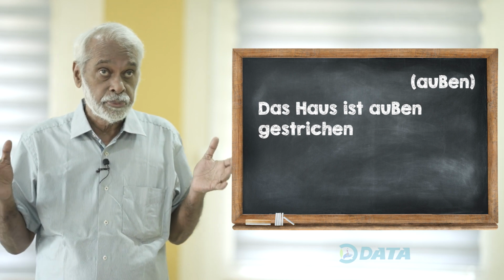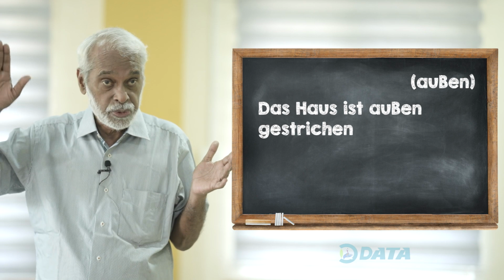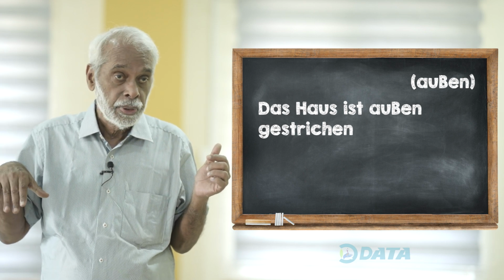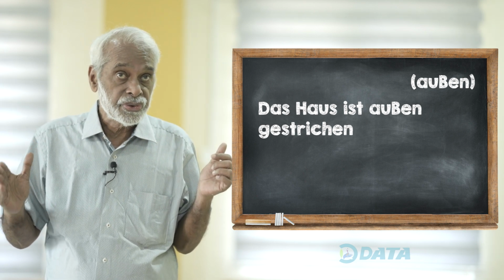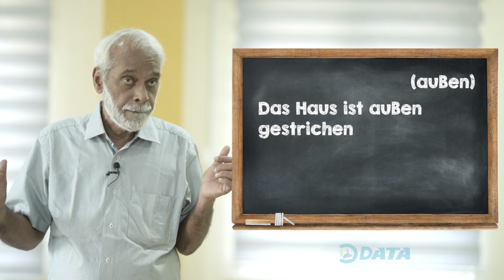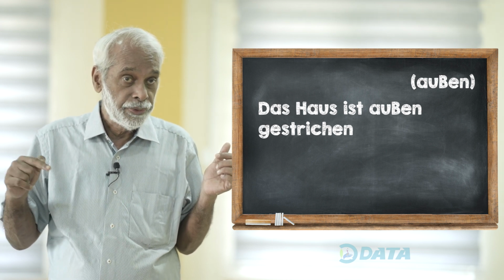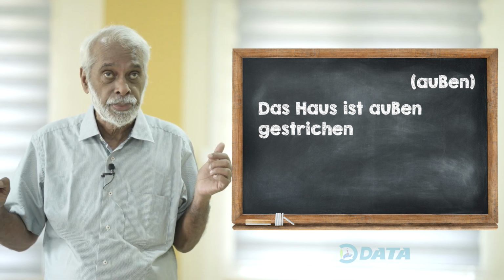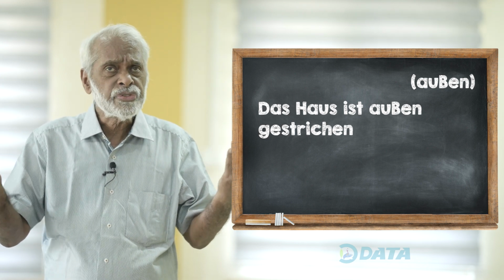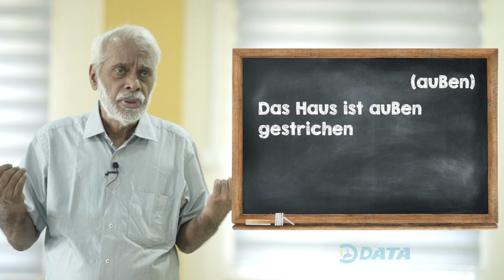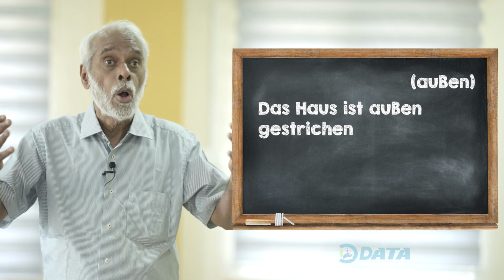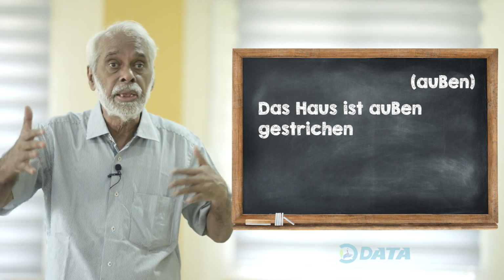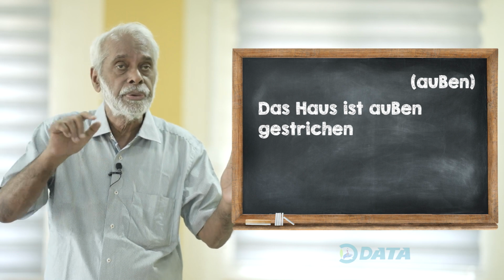Gestrichen comes from the verb streichen, which means to paint. Streichen, strich, gestrichen. Infinitive, Präteritum und Perfekt. So das Haus ist außen gestrichen. The house is painted on the outside area, not inside.